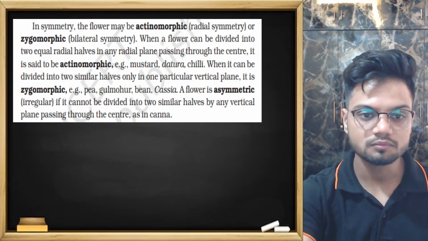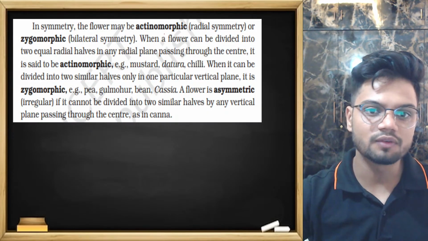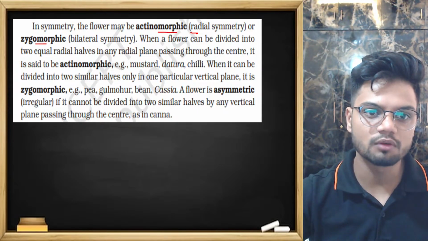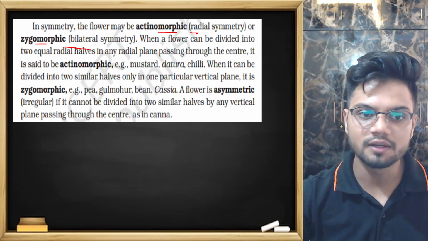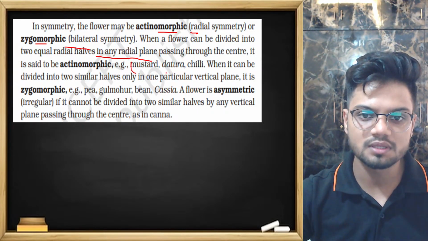Okay. Now, this is from the NCERT. In symmetry, a flower may be actinomorphic, radial symmetry, or zygomorphic, bilateral symmetry. When a flower can be divided into two equal halves in any radial plane, that is actinomorphic. Examples are mustard, datura, chili.